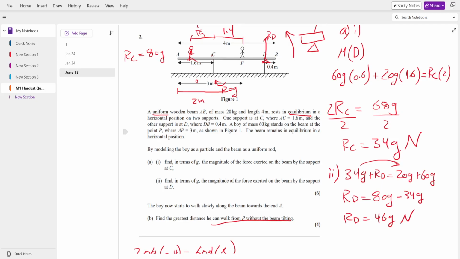If he moves more than this, then this weight over here is going to have a moment greater than the opposing moments, and the beam is going to start tilting this way, and we're no longer going to be in equilibrium.